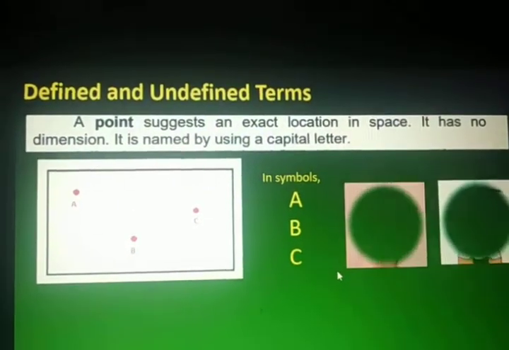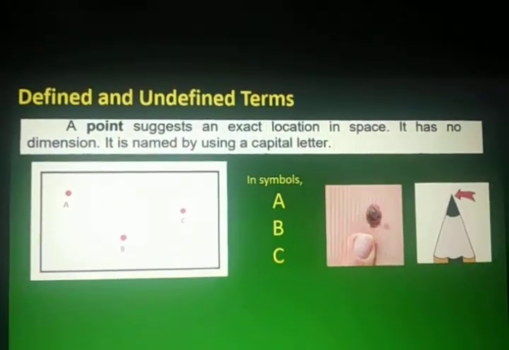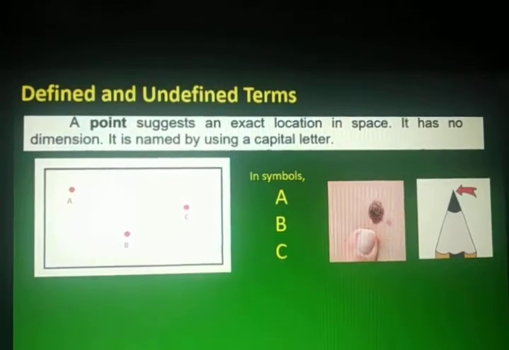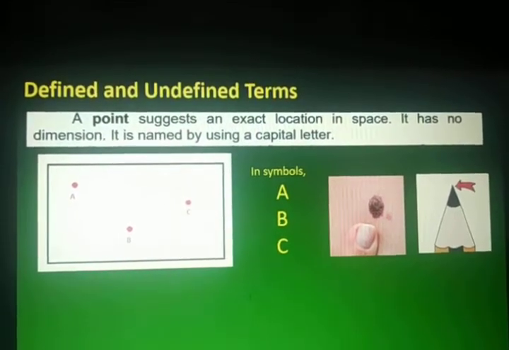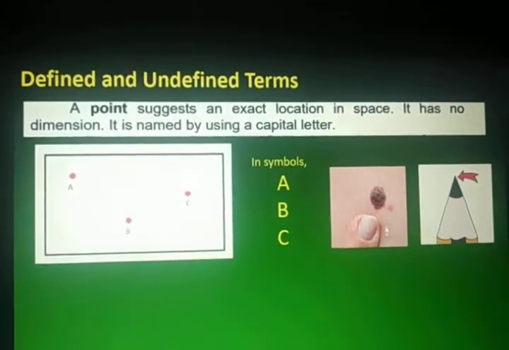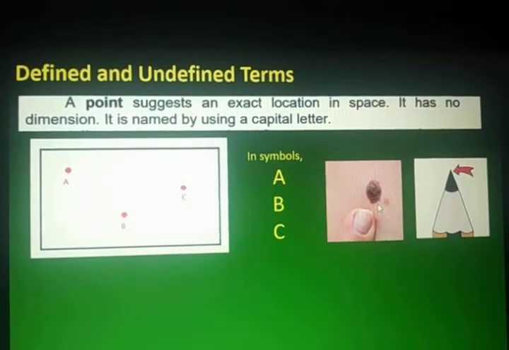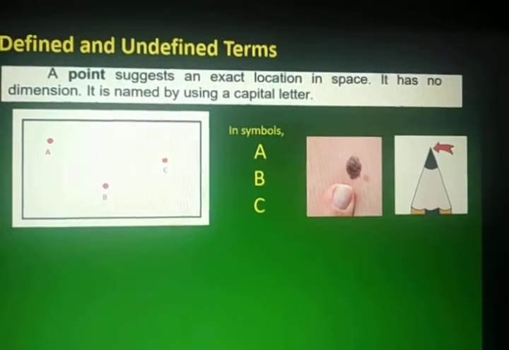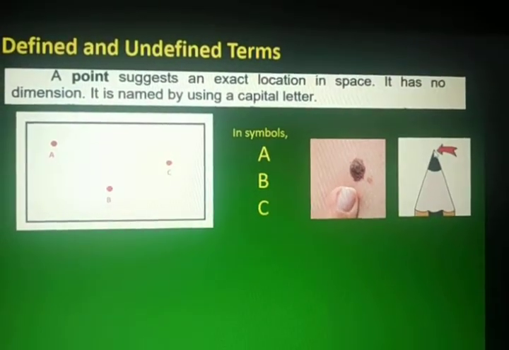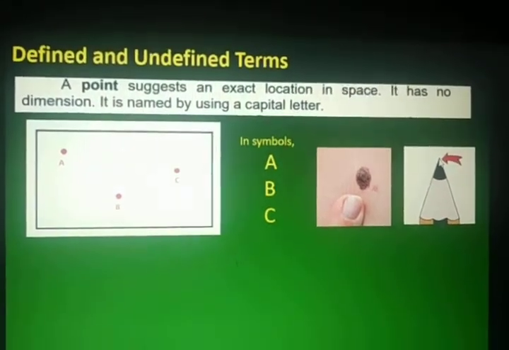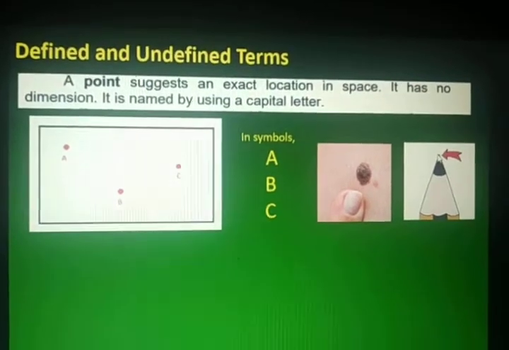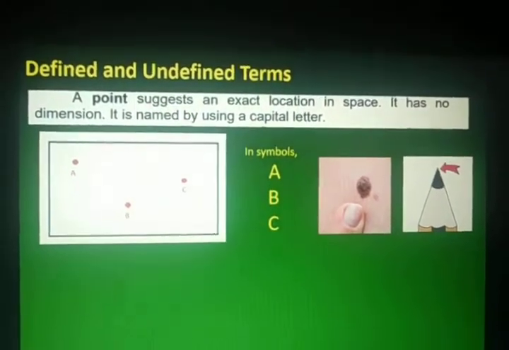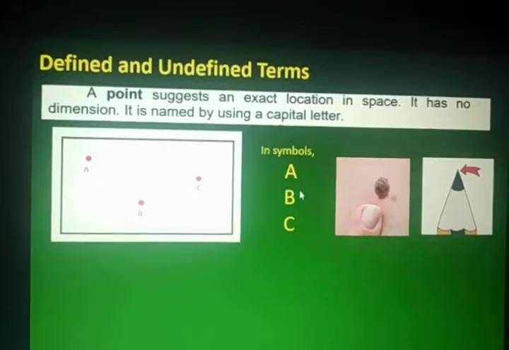Okay, in real life we can have objects or things that are somehow like a point. See this? A mole on your body, and also the tip of a pencil. There, the very tip, right? Just a small prick. Your pupil in the eyes, and many, many more. Don't forget to write them in symbols as a capital letter.